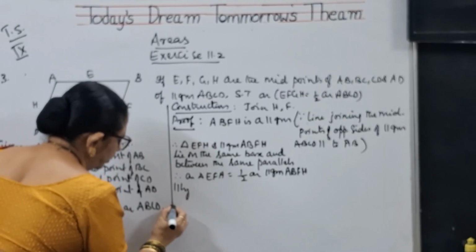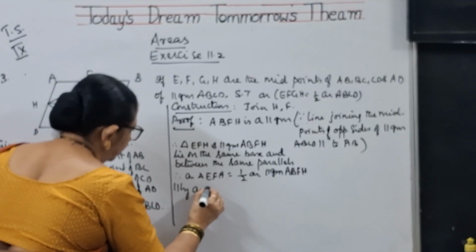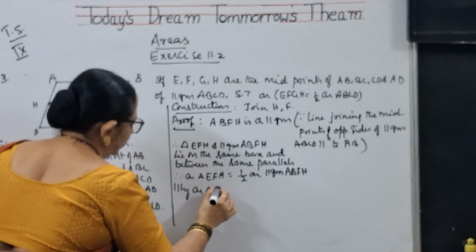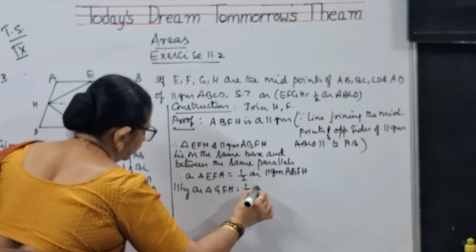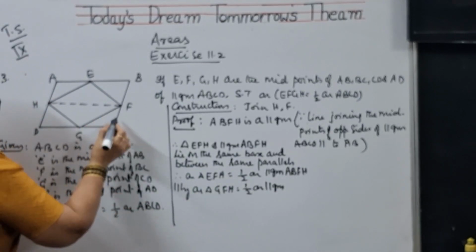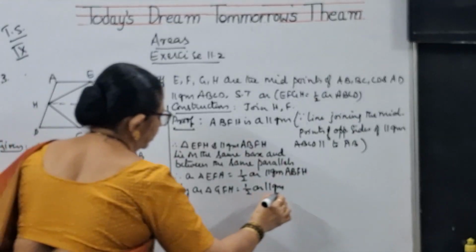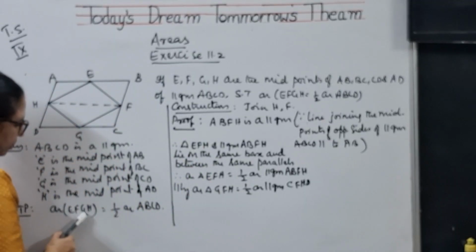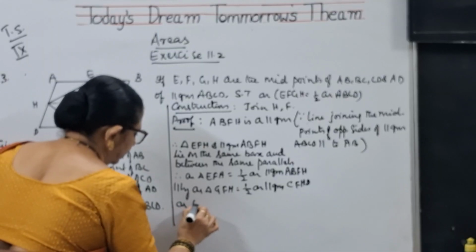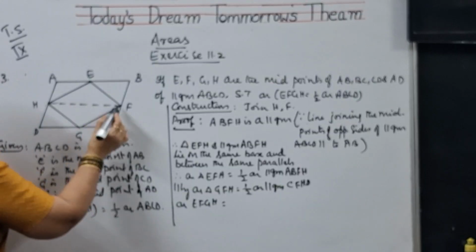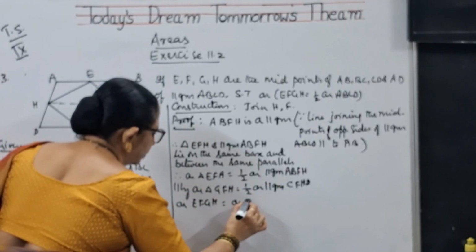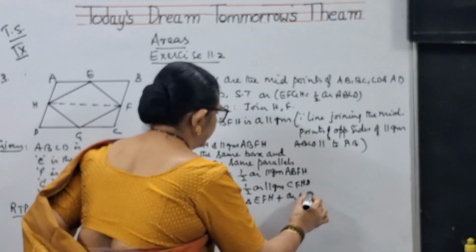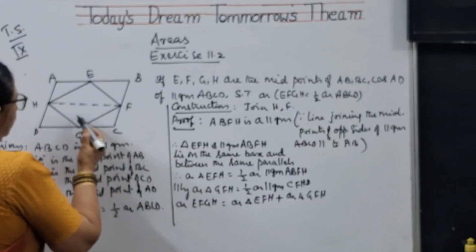Similarly, area of triangle GFH is equal to half area of parallelogram CFHD. Okay, parallelogram CFHD. So, what is that they are asking you? They are asking you to find out area of EFGH. See, area of EFGH is nothing but area of triangle EFH plus area of triangle GFH. If you add these two areas, you will be getting area of EFGH.